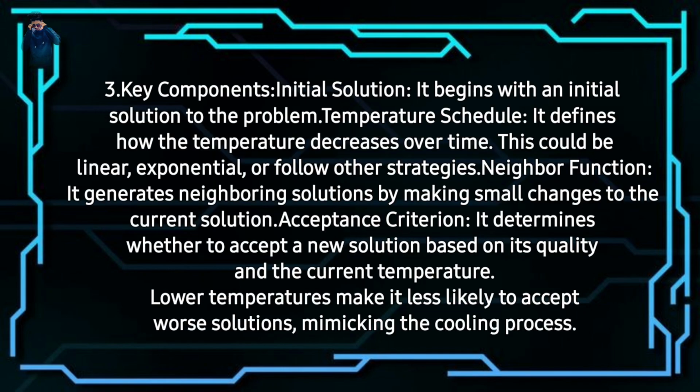3. Key components. Initial solution. It begins with an initial solution to the problem. Temperature schedule. It defines how the temperature decreases over time. This could be linear, exponential, or follow other strategies. Neighbor function. It generates neighboring solutions by making small changes to the current solution. Acceptance criterion. It determines whether to accept a new solution based on its quality and the current temperature. Lower temperatures make it less likely to accept worse solutions, mimicking the cooling process.